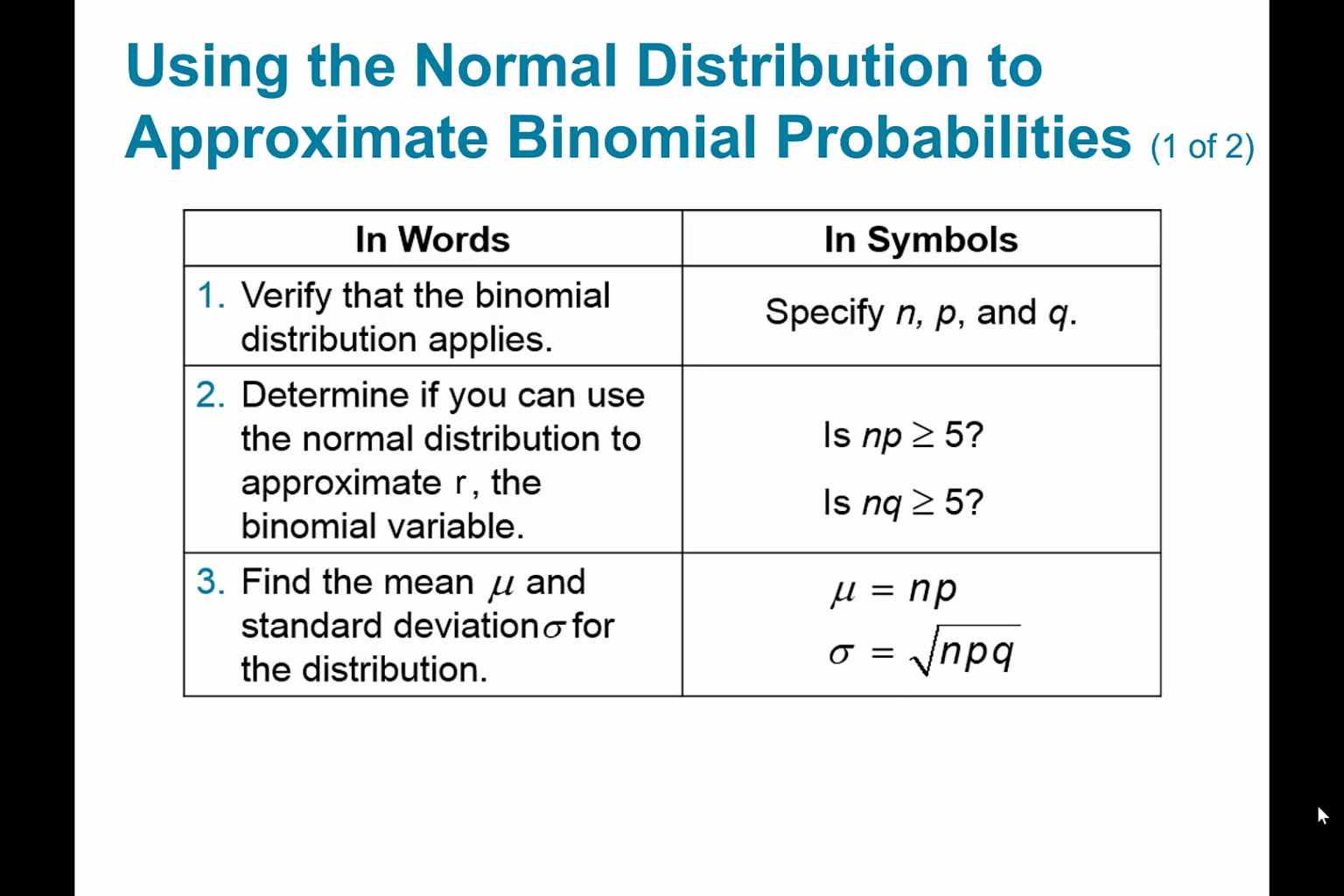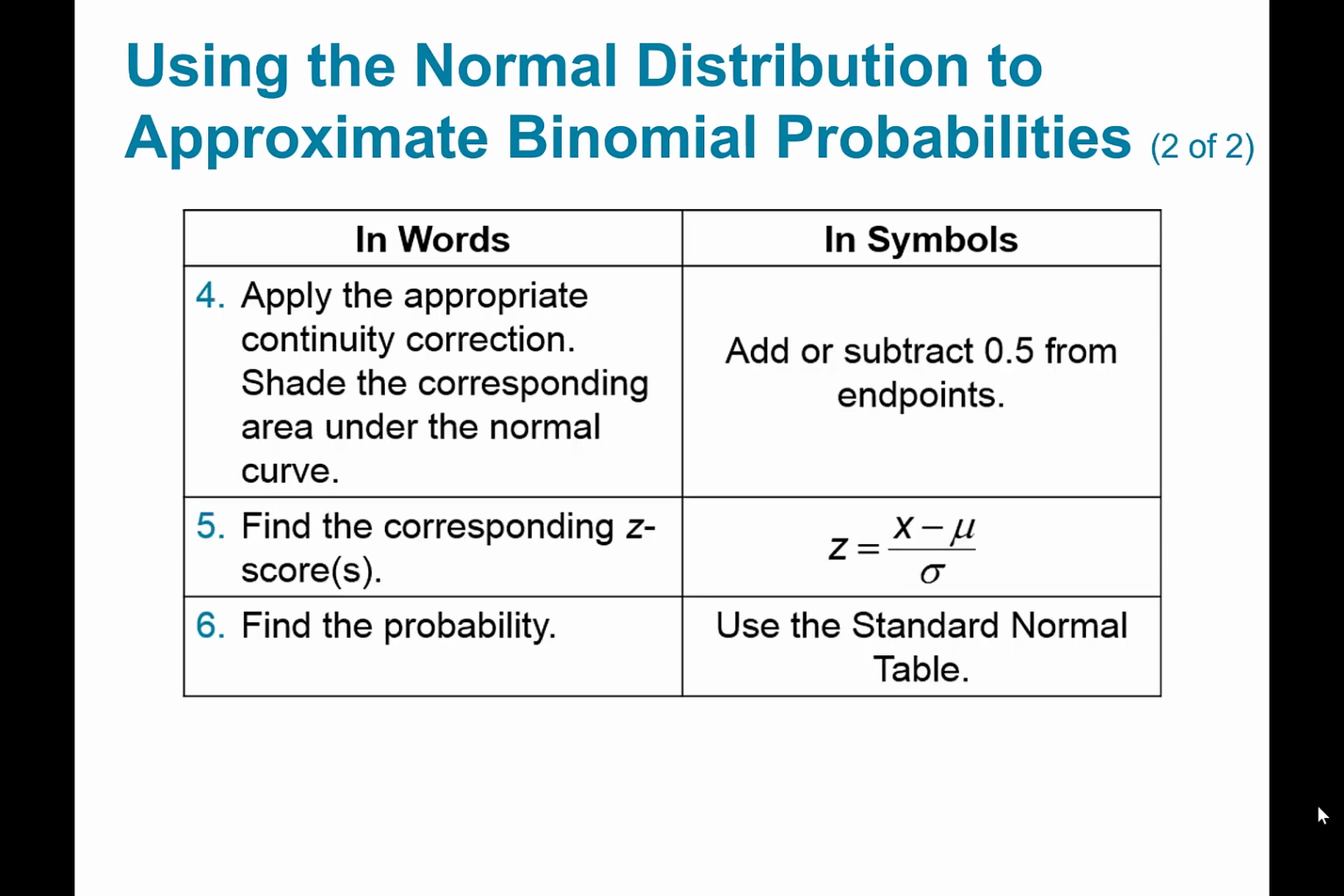The third step, once you know you can do this, find the mean and standard deviation for the normal distribution, which is going to be the same as your mean and standard deviation of your binomial distribution. So mu is going to equal n times p, and sigma is going to equal the square root of n times p times q.